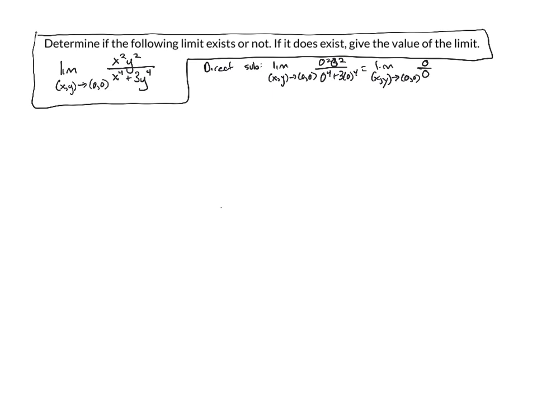This is something that gives us no information. It does not tell us that the limit fails to exist. It doesn't tell us that it does exist. It doesn't tell us that the limit is 0. It's a dead end. Okay, it gives us no info. So we have to try some other approach.